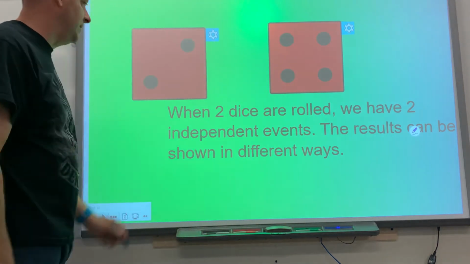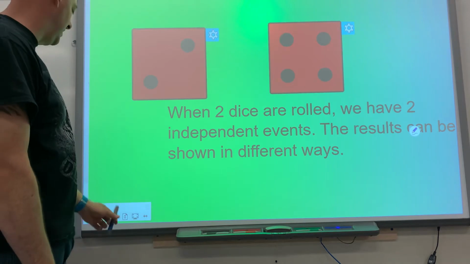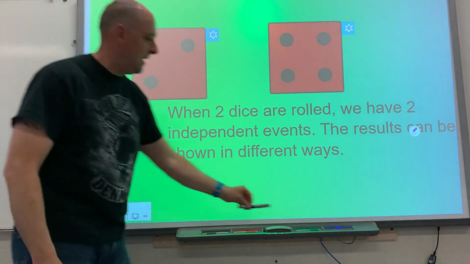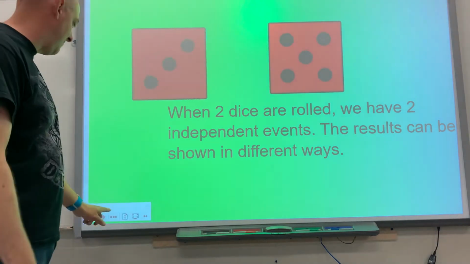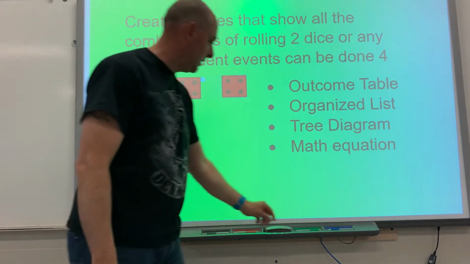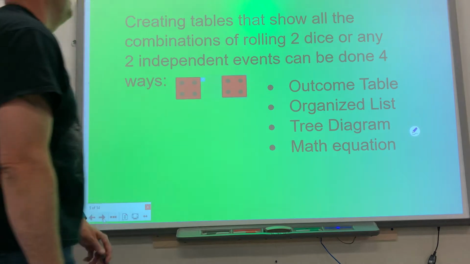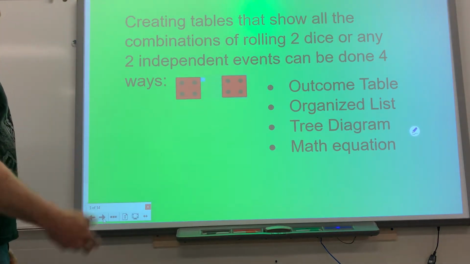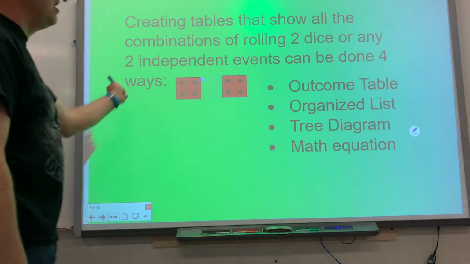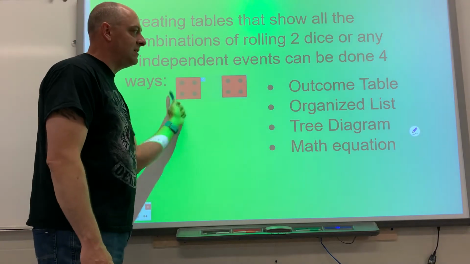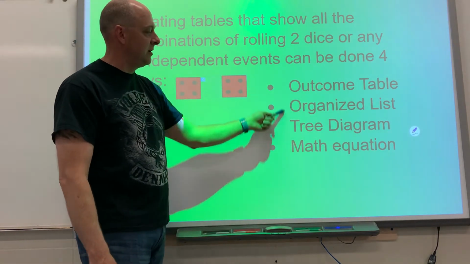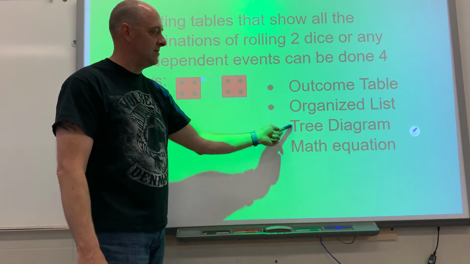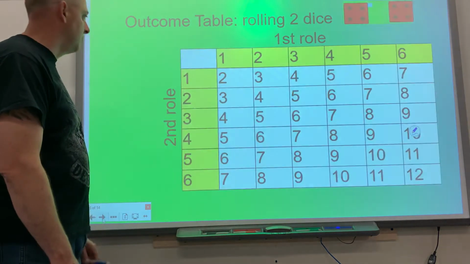When 2 dice are rolled, we have 2 independent events, and these can be shown in lots of different ways. What we're going to be doing is essentially rolling these dice. When we create these tables, we've got different ways that we can show all of the ways this could happen, rolling these 2 dice. We have an outcome table, organized list, tree diagram, and math equation. You can look at these first 3 in lesson 1 because it's a grade 7 review. So we're rolling 2 dice.